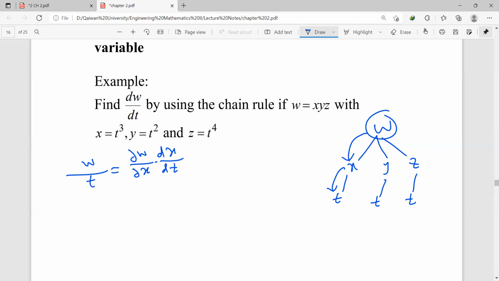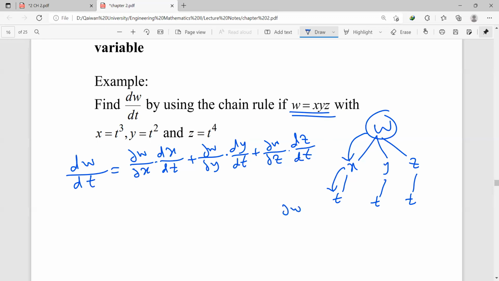And even this one is d. As you see, for the derivative of w with respect to x, y, and z, we write down partial. For others, we just write d. Plus partial w by partial y times dy by dt, plus partial w by partial z times dz by dt. Let's find these partial derivatives. We have six derivatives actually. Let's find the partial derivative of w with respect to x, y, and z. Partial w by partial x, sorry.